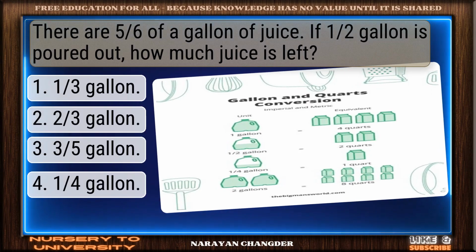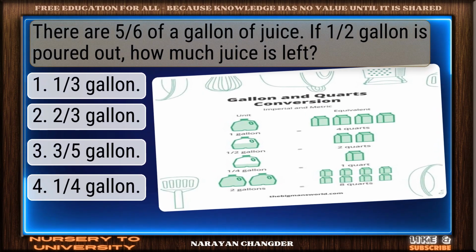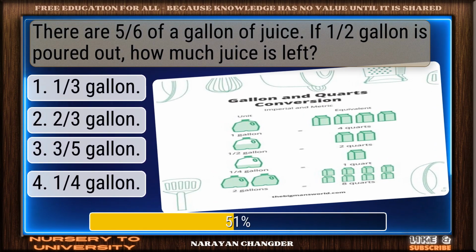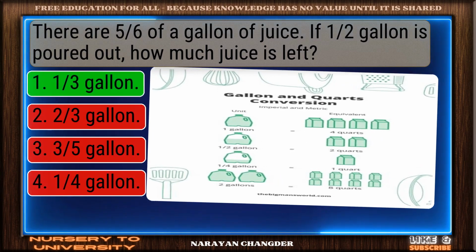There are 5/6 of a gallon of juice. If 1/2 gallon is poured out, how much juice is left? Valid point. 1/3 gallon is true.